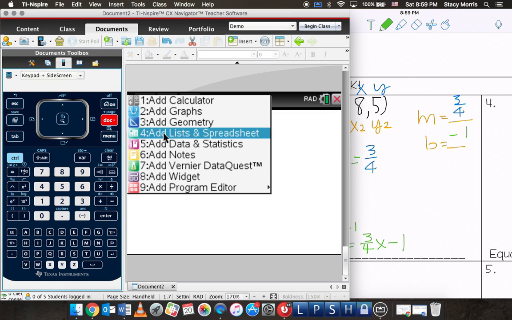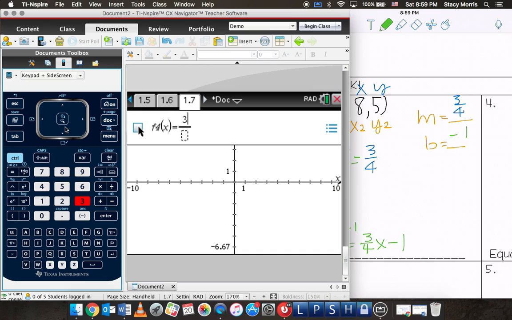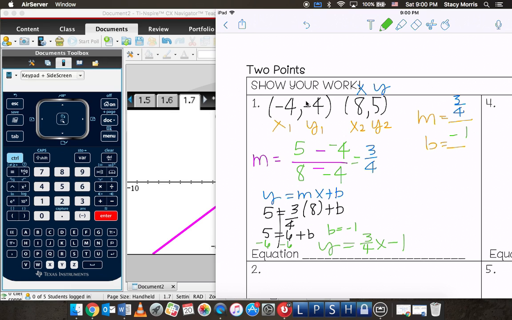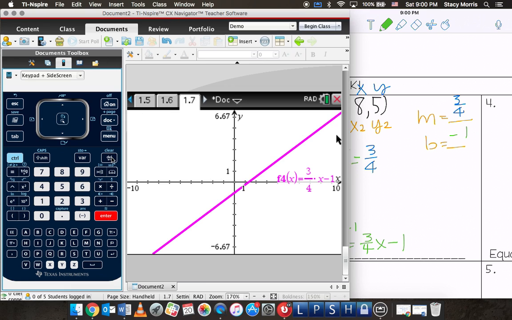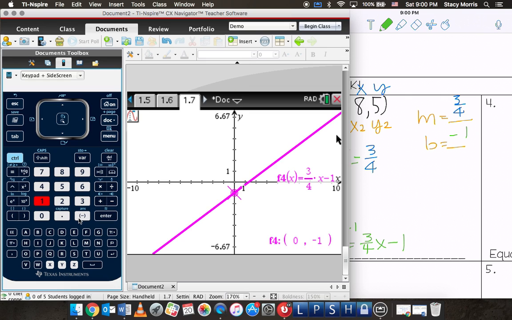So last thing I would do is just check this. So I would add a page, add a graph. We're graphing 3/4 x minus 1. And we want to confirm that it goes through these 2 points, -4, -4, and 8, 5. If it doesn't go through both of those, then we did something wrong. So menu, trace, graph trace, menu 5, 1. I'm going to go to -4. There it is, -4, -4. Then I'm going to go to 8. There it is, 8, 5.